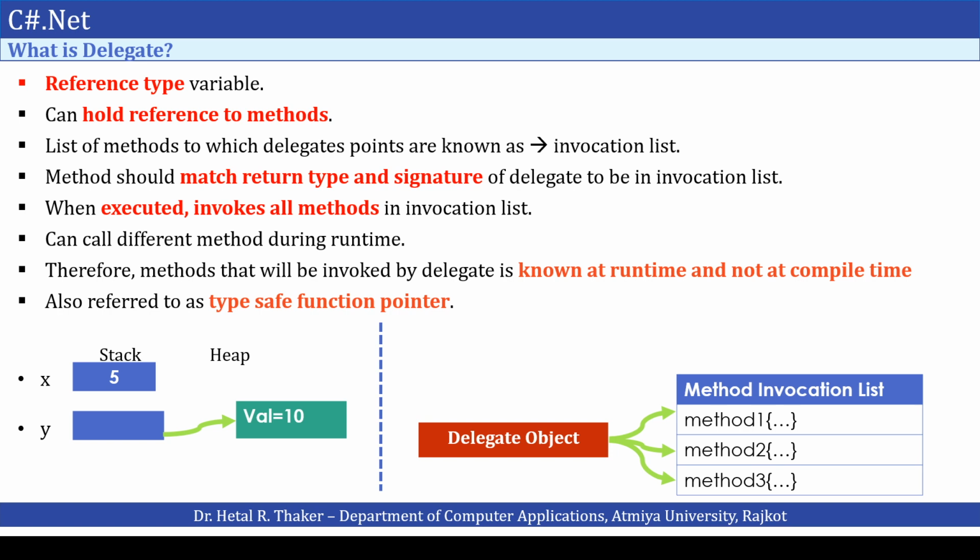List of methods to which delegate points are known as method invocation list. A point should be noted here. Delegate can only hold reference to the methods whose return type and method signature matches that with delegate. Whenever you are executing delegate, all the methods to which it refers will be executed.